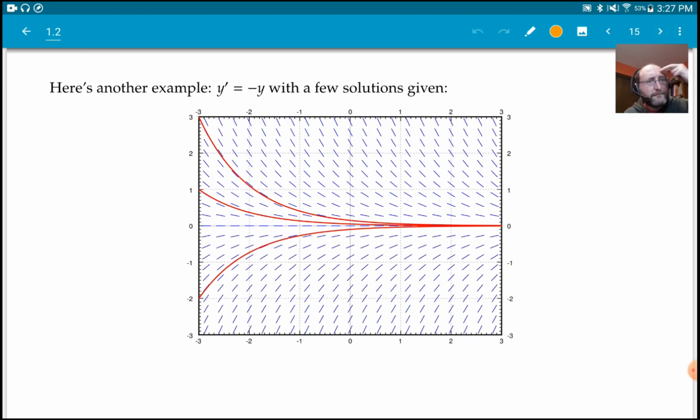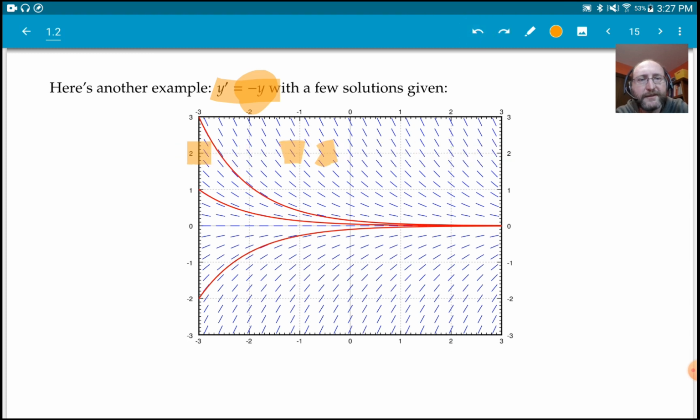So let's look at maybe another example. This is a simpler equation. Y prime is minus y. And here, this expression on the right-hand side, minus y, doesn't depend on x, right? So if you look on a horizontal line, for example, where y is 2, anywhere here, you can see that all those slopes are the same everywhere on this line.